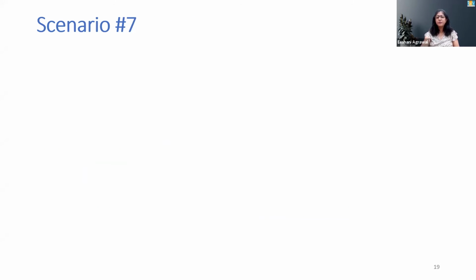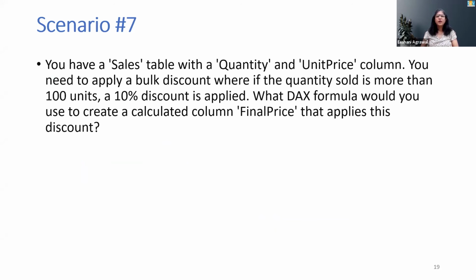All right. Question number 7. You have a sales table with a quantity and unit price. You need to apply a bulk discount where if the quantity sold is more than 100, then it's a 10% discount. What should be the DAX that you would apply to find the final price after the discount? So if the quantity is more than 100, then there's a 10% discount. Otherwise, unit price into quantity.